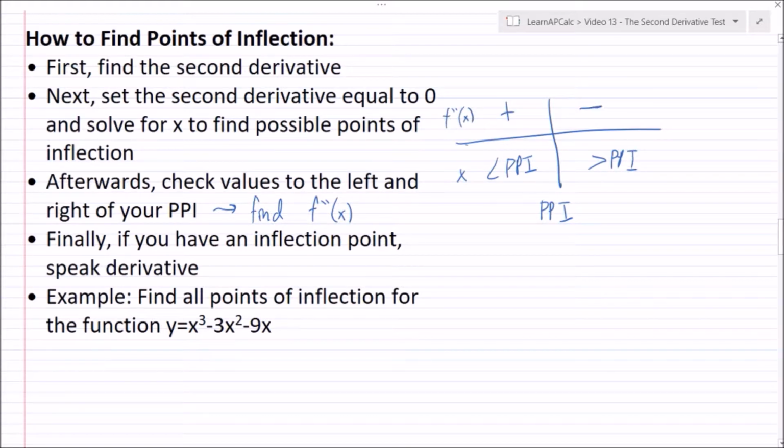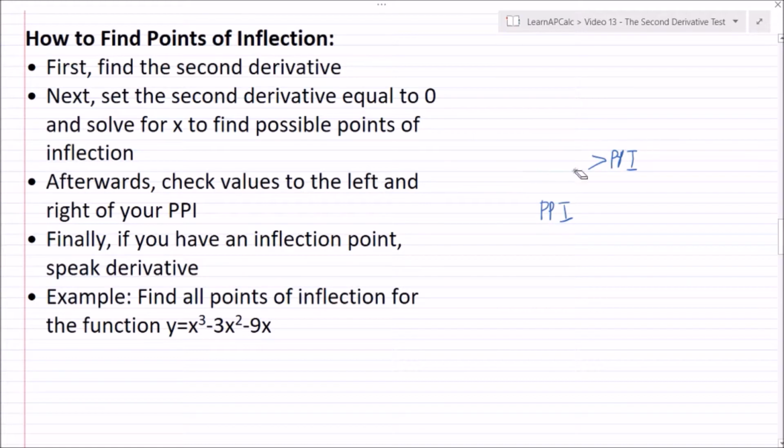And if these are opposite, that's saying that we're going from concave up to concave down, or vice versa, which says that this is thus a point of inflection. That's definitionally what a point of inflection is. And so if you do have one, you have to speak derivative, which I talked about in our video relating to the first derivative test.